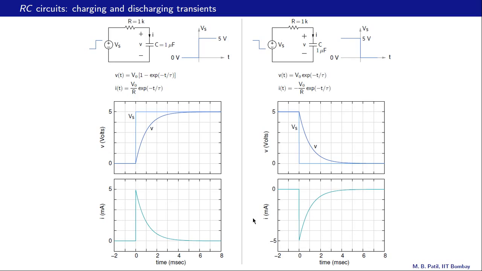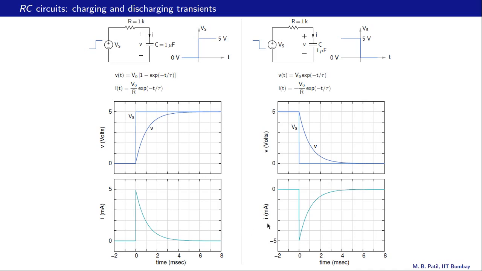As we would expect, the capacitor voltage is continuous, but the current is discontinuous. There is a discontinuity at t equal to 0, and this observation is similar to what we saw in the charging case.